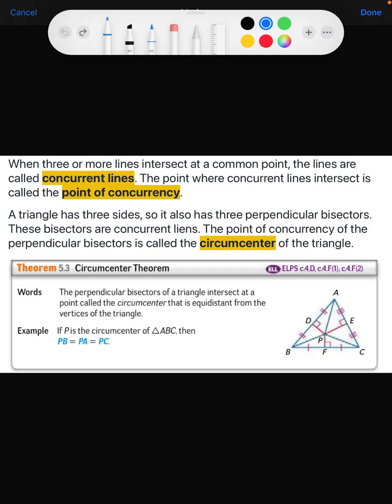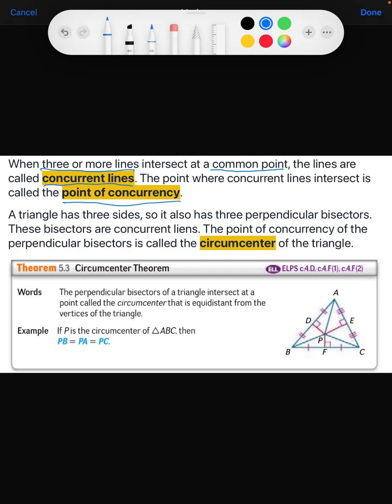In this video, we will discuss concurrent lines, point of concurrency, and the circumcenter of a triangle. When three or more lines intersect at a common point, so three or more lines intersect at one point, the lines are going to be called concurrent lines. The point where the concurrent lines intersect is called a point of concurrency.